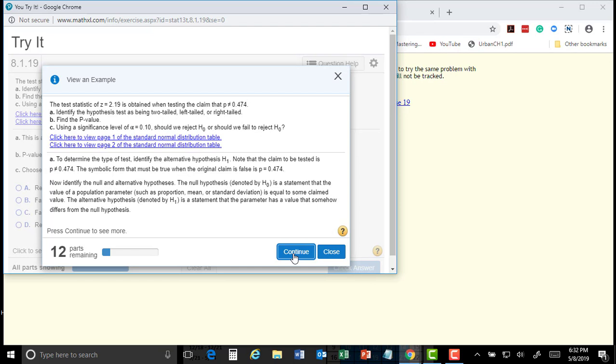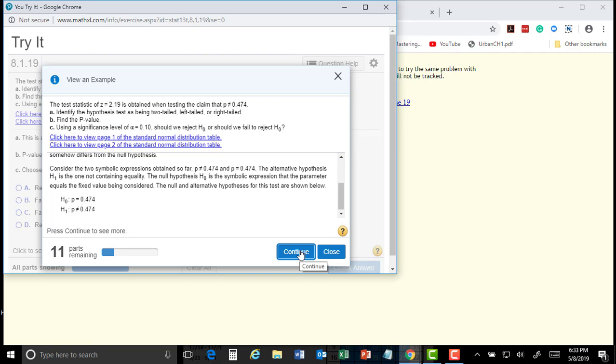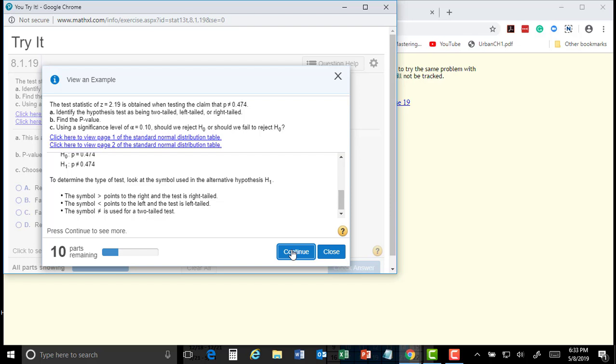Okay, so to determine the alternative, note that the claim to be tested is that it's not equal. So symbolically, that means the null hypothesis is that the proportion is equal to 0.474, and the alternative is that it doesn't. Now identify the null and alternative, so we know that it's going to look like this, right? This is a two-tail test, and this is 0.0714. We got that from here. That's the claim. That's our hypothesized value. It's not from our data. Okay, so we're going to be using this one for a two-tail test.